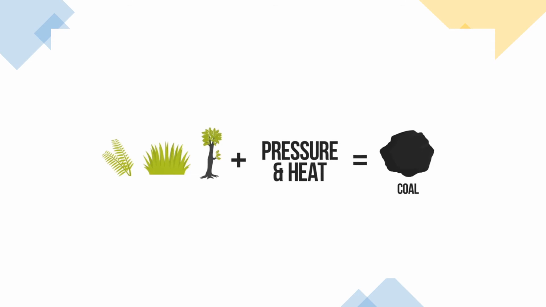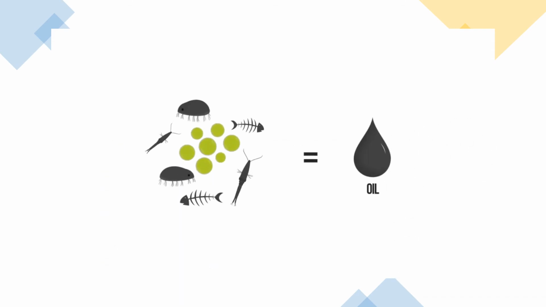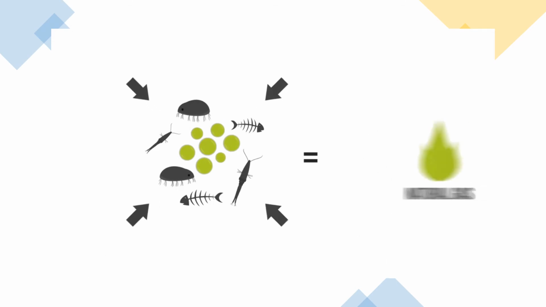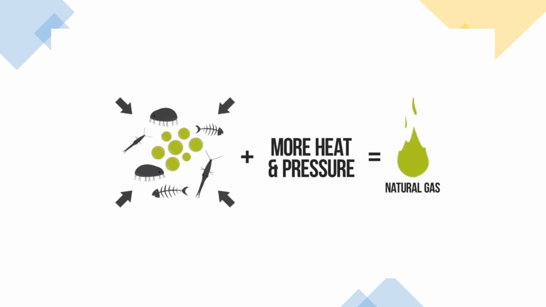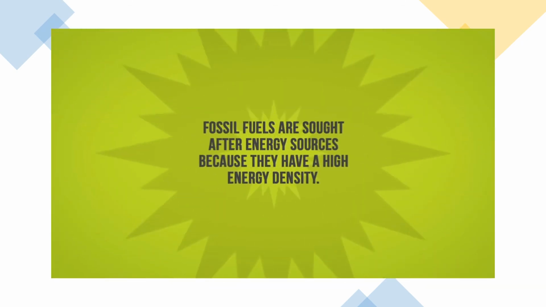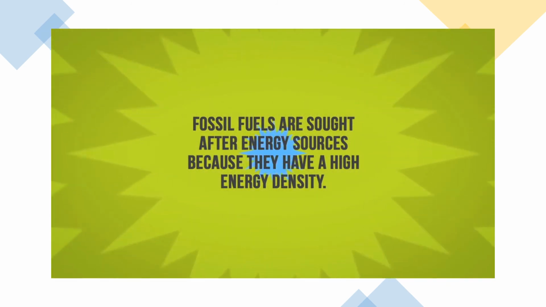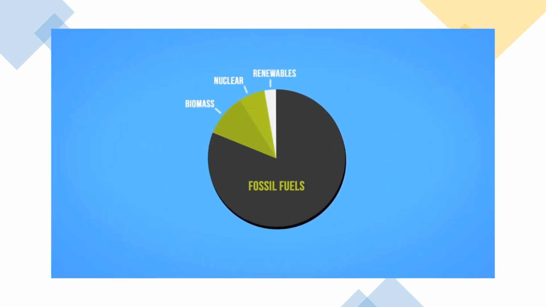Coal was formed from ferns, plants, and trees, which hardened due to pressure and heat. Oil was formed from small organisms like zooplankton and algae, where pressure caused the more complex organic matter to decompose. Natural gas was formed by the same process as oil, only it was exposed to more heat and pressure, causing it to further decompose and turn into a gaseous form. Fossil fuels are sought-after energy sources because they have a high energy density. They are the world's dominant energy source.